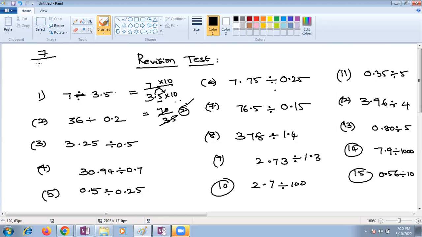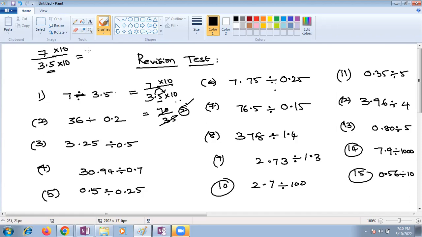7 divided by 3.5. This is your question. So the denominator is what type of number? Decimal number. So always you have to think of making the denominator a whole number. To make it a whole number, you need to remove one decimal place, and you have one decimal place here. How can you remove this decimal place? By multiplying with 10 on both sides. By multiplying with 10 on both sides, you can remove the decimal part in the denominator.